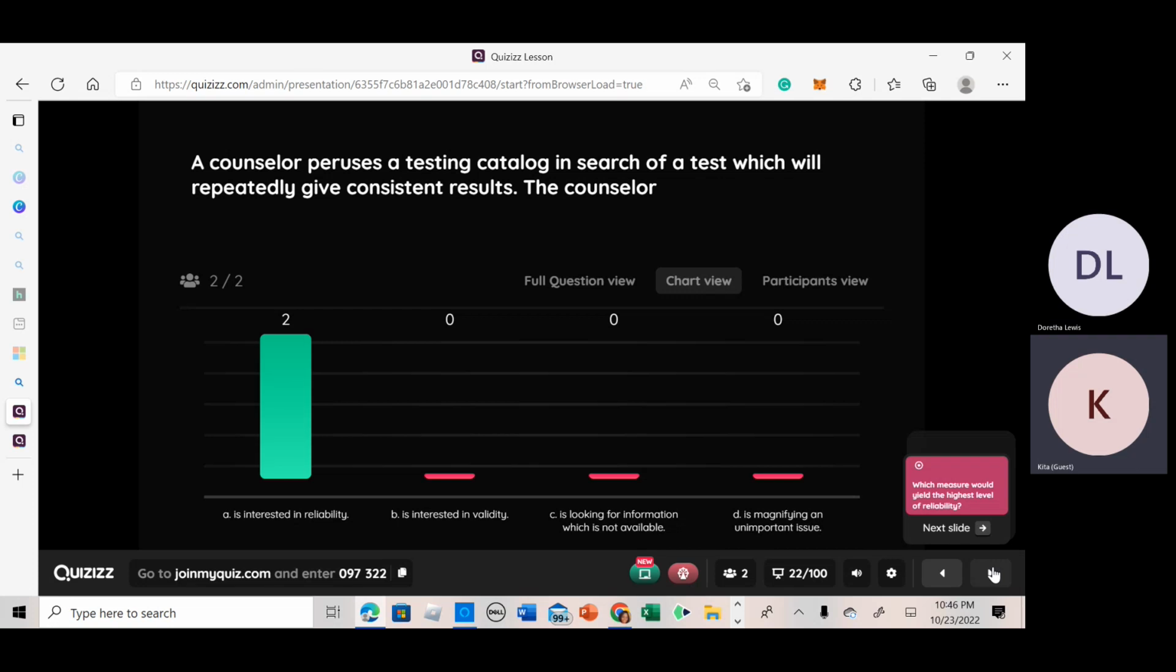Beware, a test can indeed be reliable but not valid. A highly reliable test can prove to be invalid.